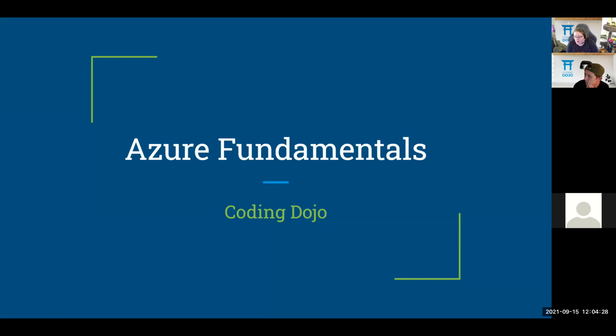So welcome everybody to the Azure Fundamentals class. This is the AZ-900. I'm assuming that all of you guys are alumni, correct? Yeah, I am. So congratulations for graduating Coding Dojo then. That's awesome, an awesome achievement.